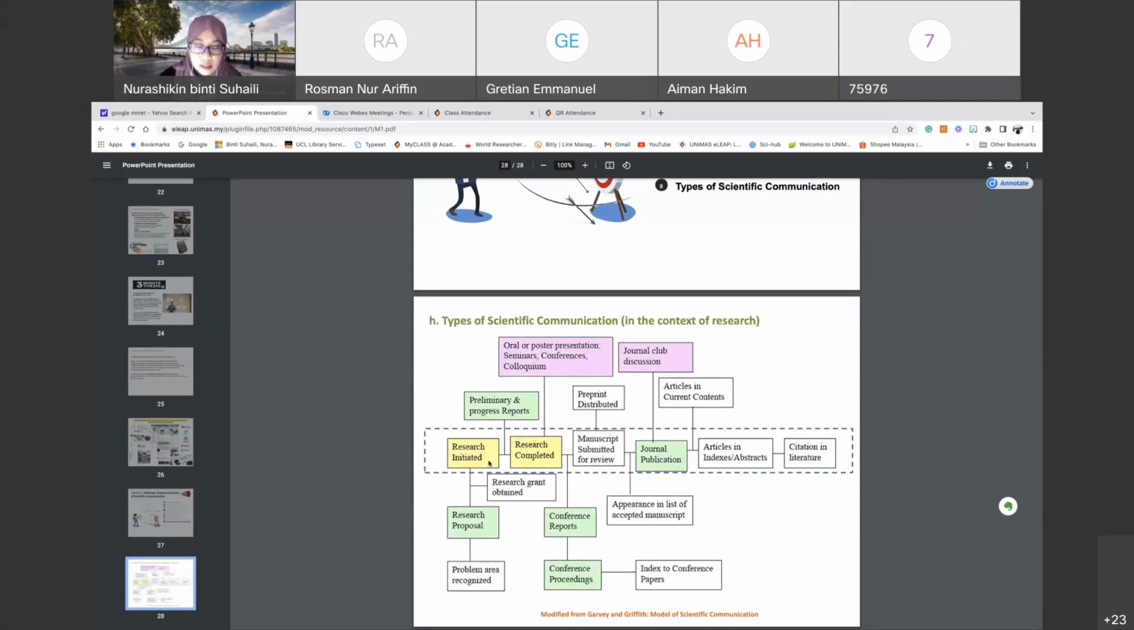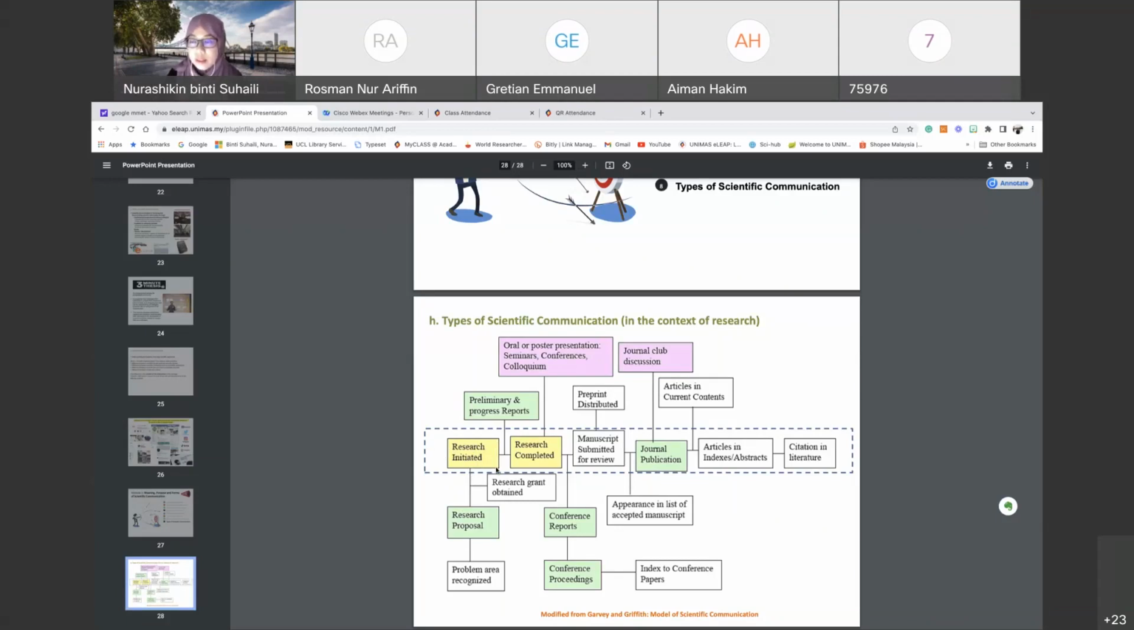Once we start any new research, which means we start science, because research is associated with science, what form of communication exists? So when we want to start a research, we have to write a research proposal.